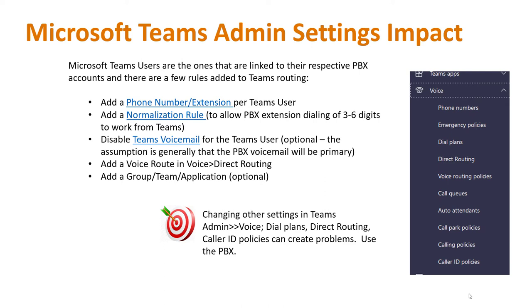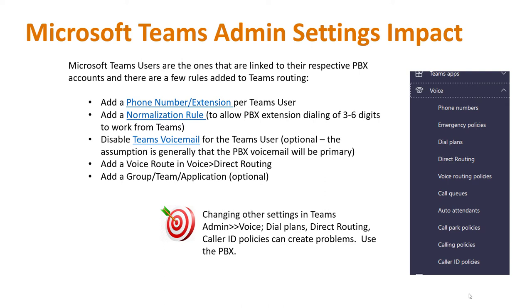2, there's a normalization rule that allows extension dialing out. So you dial 1001 and the PBX sees 1001 instead of any kind of prepending that Microsoft might include. 3, there's an option in user setup to leave or disable TeamMate's voicemail. So if the PBX voicemail is the one that's going to be used, you might want to disable Teams voicemail. This disables it in Teams.